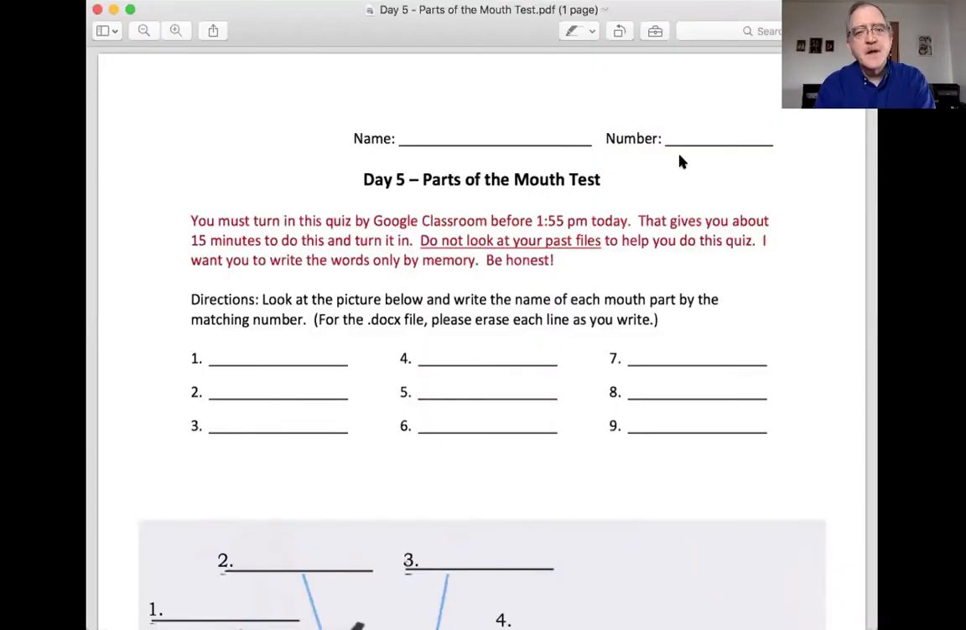Now, first of all, I just want to remind you that you have a test next week on the parts of the mouth. I'm going to actually show you, it's not a test, it's just a small quiz. I'm going to show you the actual quiz so you can see what I'm going to test you on. Okay, here's the actual quiz right here that you're going to take next week.